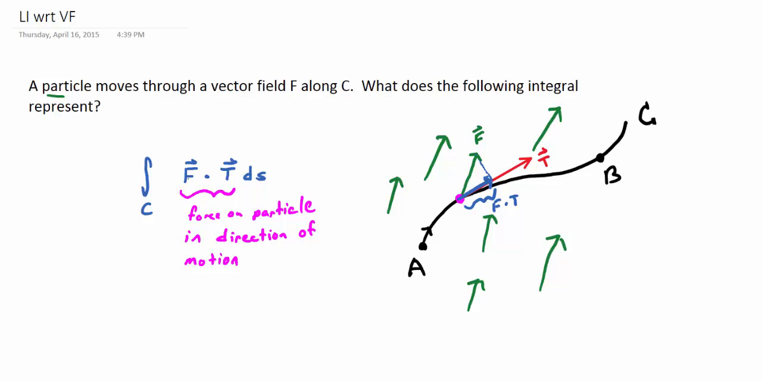Now, what happens then when you multiply that times ds? Well, that would be a force, right? The force on the particle in the direction of motion times a distance. ds is a tiny little distance. What does force times distance equal, you guys? Work. Yeah. So that's work.